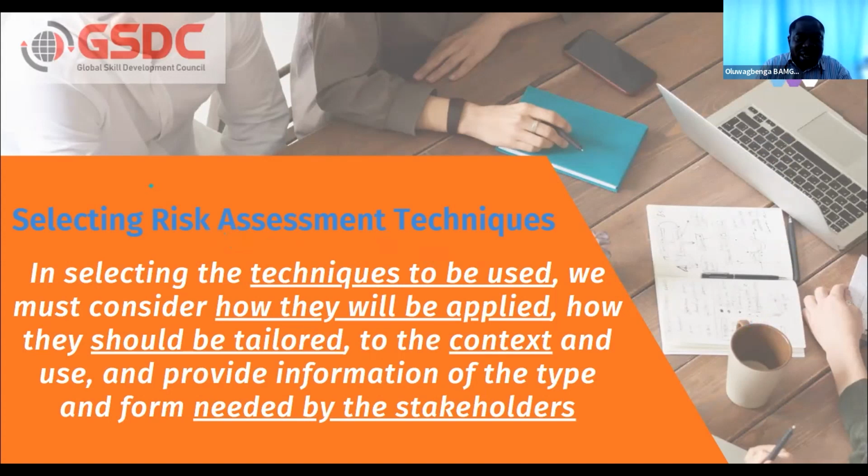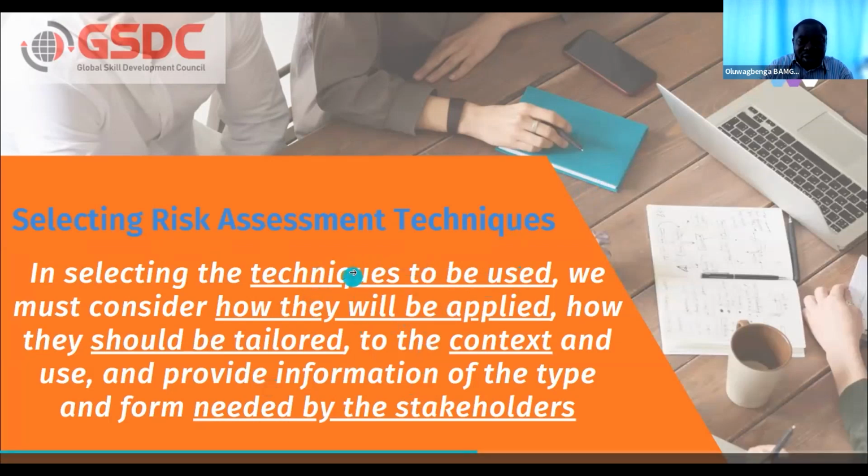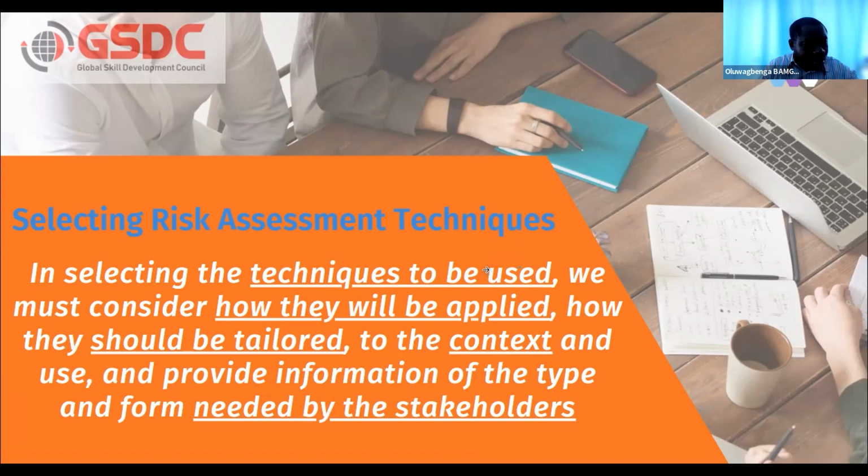So let's now look at selecting the risk assessment techniques. In selecting the techniques to be used, we must consider how they will be applied. How do you intend to apply them? How they should be tailored to the context and of course use, and how to provide information on the type and form needed by all the necessary stakeholders. So these are things, you can see me underlining each of these key points that we need to look at in selecting our risk assessment techniques.